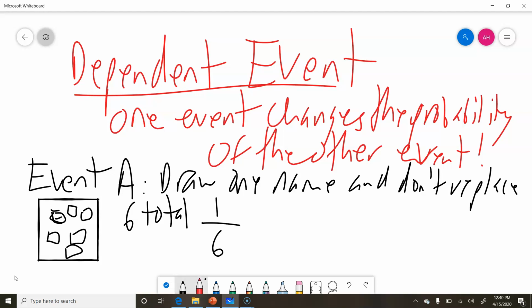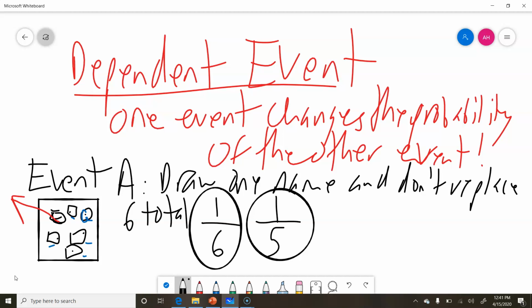But now think about this. When we draw this, it comes out of the box. Now how many are left? 1, 2, 3, 4, 5, just 5. So then what's the probability of drawing Greg's name? Let's say his is this one, G. There's only one Greg in the box left, but now there are 5 total. 1 out of 5 is the probability of drawing that. So Greg is 1 out of 5, and Ellen is 1 out of 6.